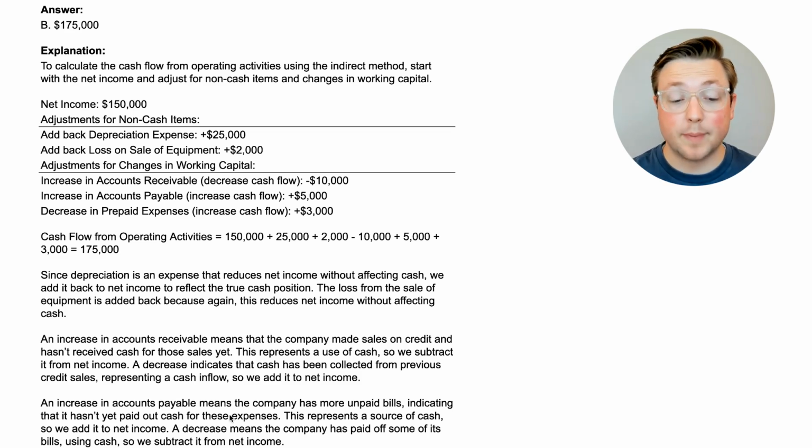Now, as far as accounts payable, if it increased, this means that the company had more unpaid bills, indicating that it hasn't yet paid cash for these expenses, which, as far as the cash flow statement goes, that's an increase. That means you haven't had to pay money yet. That's a good thing. This represents a source of cash, so we add it back to net income. And then if there's a decrease in accounts payable, that means the company has paid off some of its bills using cash, so we subtract it from net income.